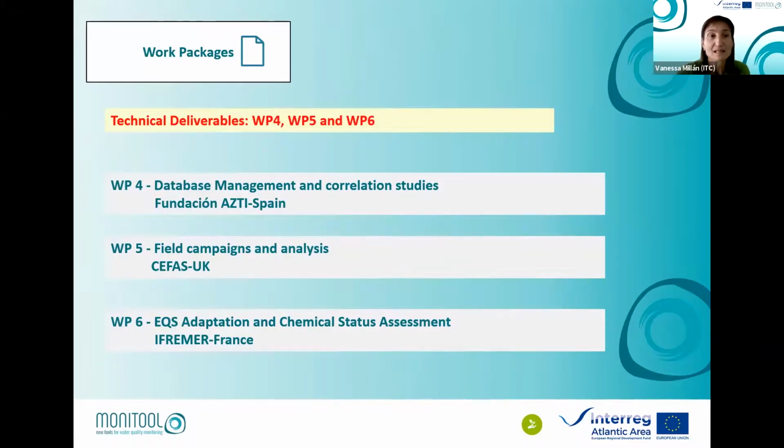So, in the work package section, all of the information corresponding to these work packages is included individually. You can see that in the case of the technical work packages, which are 4, 5, and 6, the final deliverables will be available as soon as they are finished. By the end of June, when the project finishes, in each of these work packages, you will find all these deliverables.